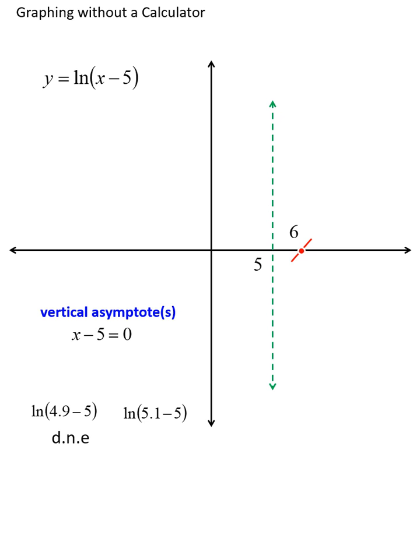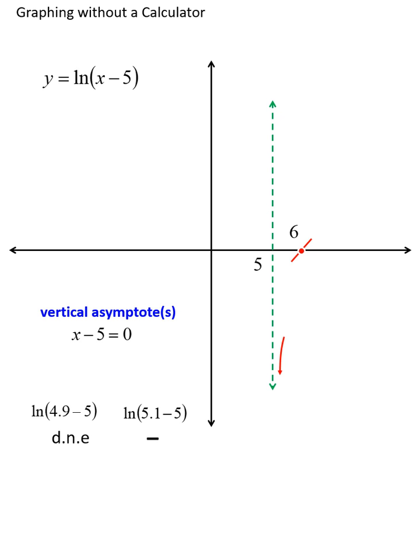Let's plug in the number slightly to the right of that. 5.1 minus 5 is 0.1. The natural log of 0.1 is a negative. That's a fact about natural logarithms. And therefore, because the function is negative there, it must approach the asymptote in a negative fashion. Watching the graph, we can conclude that the graph is approaching the asymptote that way.